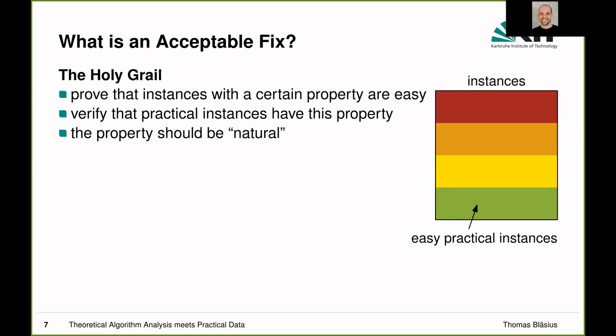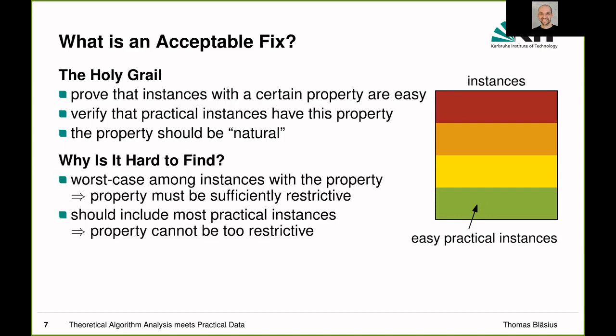So I called this the Holy Grail, not only because it's the thing we want to have, but also because it's kind of hard to find. There are examples where you can achieve this, but oftentimes I think it's very hard to do. And the reason why it's hard is that you have two goals that are kind of contradicting each other. So the question is, how do I choose this property that separates the hard from the easy instances? I want to prove that all instances that have this property are actually easy. So among the instances with this property, I have to consider the worst case. So within this green regime, there cannot be any hard instance, because otherwise I cannot show that this regime is completely green. So the property I choose has to be sufficiently restrictive to exclude all the hard instances.